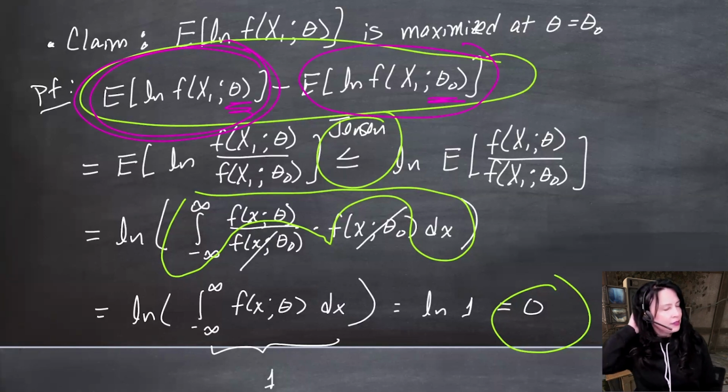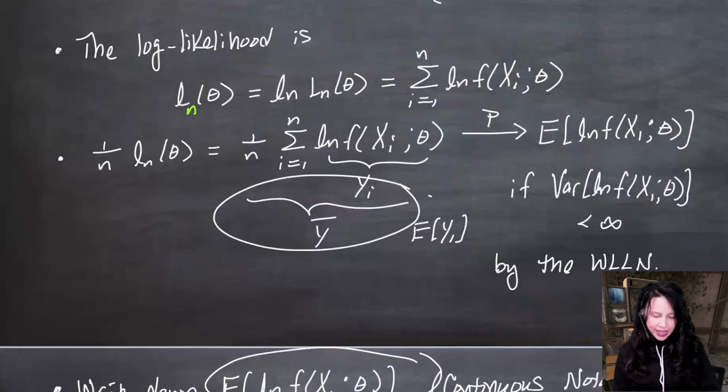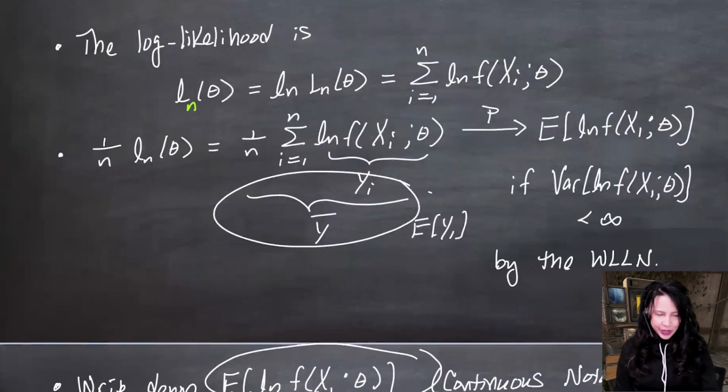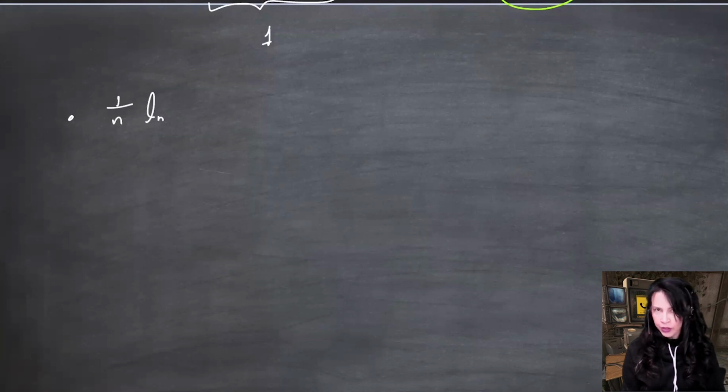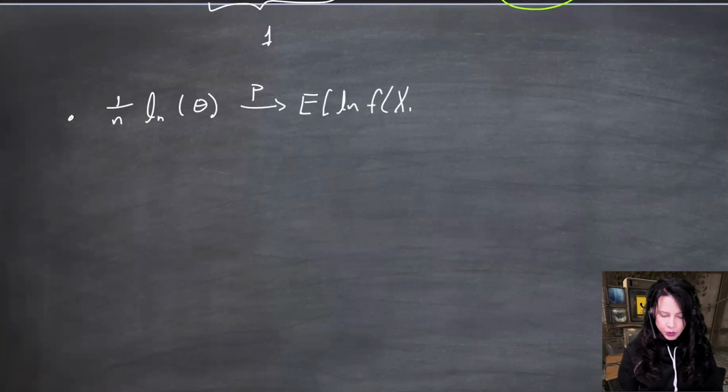Okay, I feel like I'm sure you're feeling it too. Like, what are you talking about at this point? I want to go back to our convergence in probability result that we had with the weak law of large numbers. So we have that 1 over n, the log likelihood, although that's a curly L sub n, that's not my natural log, of theta is converging in probability to the expected value of the log of f of capital X1 and theta. That's something we've already established above.